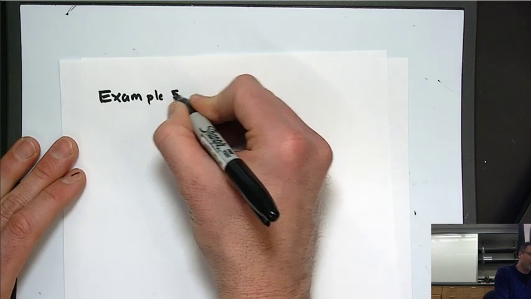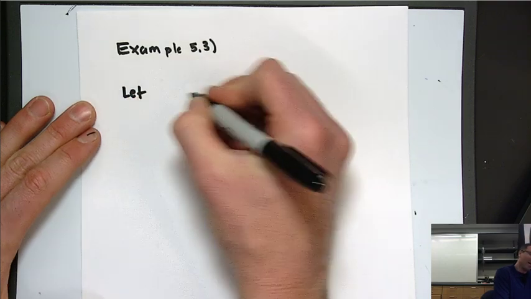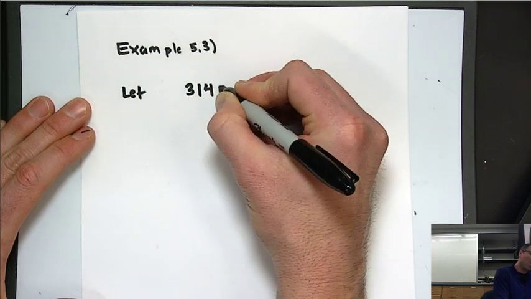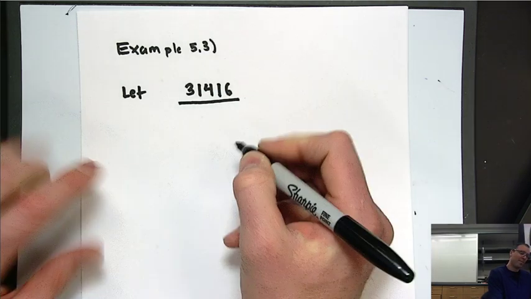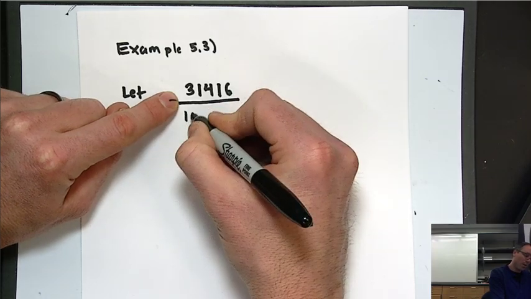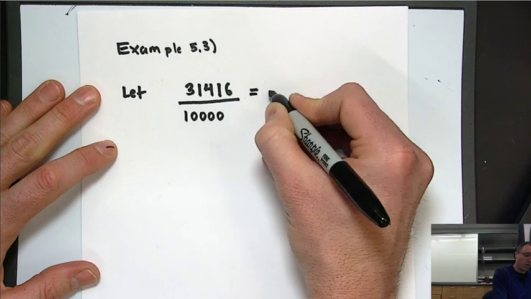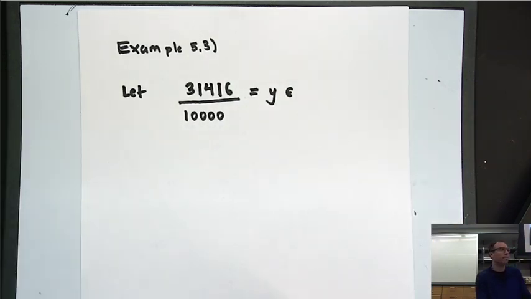5.3, and Shayon has voted that he wants me to do an example that's different than the ones that I did in the notes, right? And since Shayon is my boss at this moment, I'm going to go ahead and look at 3.1416 divided by 1234. We'll go ahead and call that y. What do we know about that y? What set does it come from?